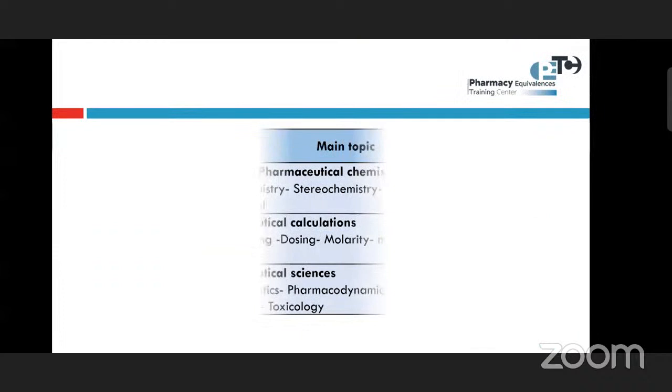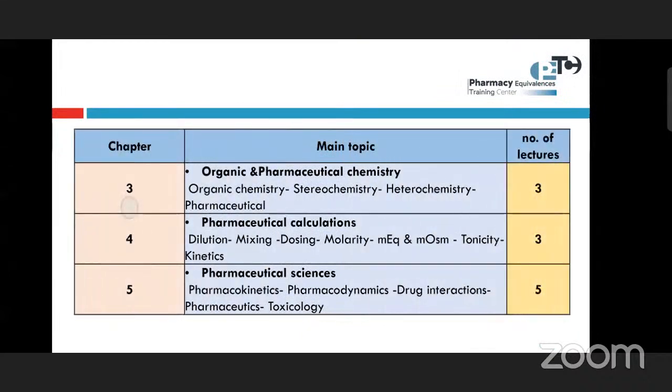The next chapter will be chemistry, which is a very important topic. It will take about 50% of paper number 1. We have here 3 lectures. We will cover the most important topics related to chemistry. And after this, you will be able to answer any question related to chemistry. We have 3 lectures: organic chemistry, stereochemistry, and the pharmaceutical structures.